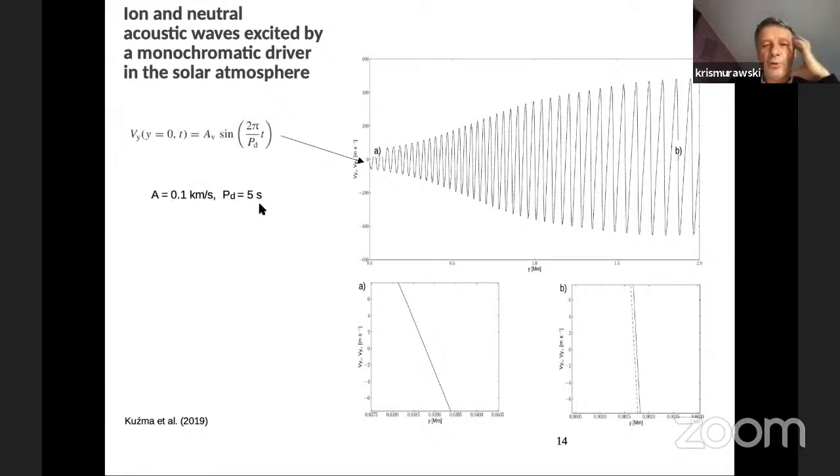We need short periods, because for short periods two-fluid effects are more important. Still, 5 seconds is too much. It's too large a period because the collision time is very low. The collision frequency is of the order of, say, megahertz, so the collision time is just 10 to minus 6 seconds. But anyway, we start with that.